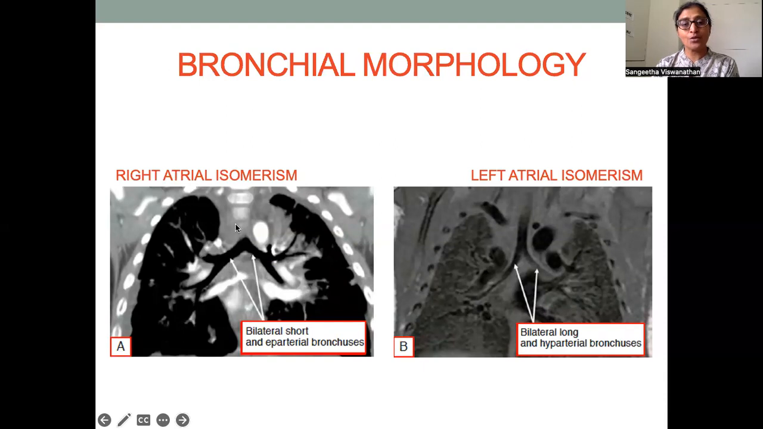This is a CT image of right atrial isomerism versus left. You can see that both these bronchi are short bilaterally. They look similar. These are right bronchi and these are left bronchi. Now the right-sided bronchus is considered to be an eparterial bronchus. That is, the right bronchus runs above the pulmonary artery. The left bronchus, on the other hand, is known to be a hyparterial bronchus. That is, it runs below the pulmonary artery. So these are other differentiating characteristics.